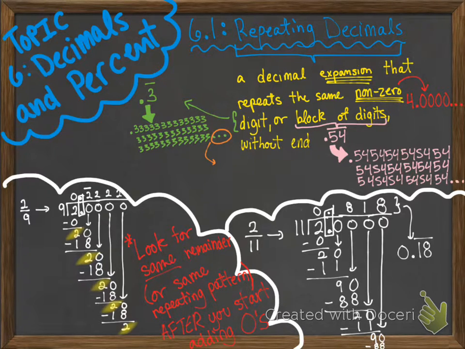So look for these patterns. You're looking for either the same remainder or these remainders where they alternate: 2, 9, 2, 9. There would be a 2 down here, but I've run out of room, and that pattern will go on forever because the 18s go on forever.